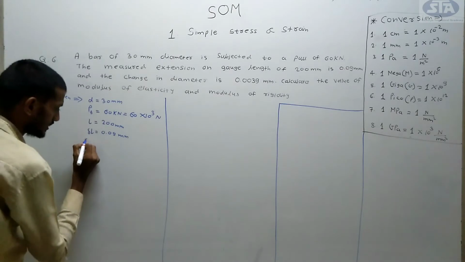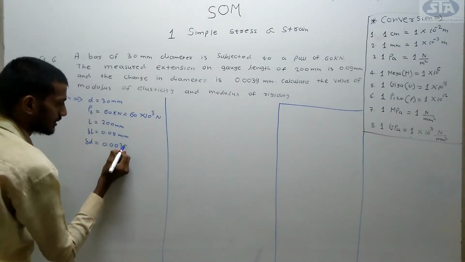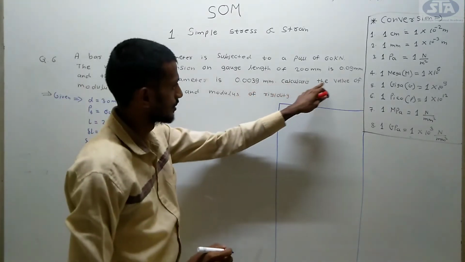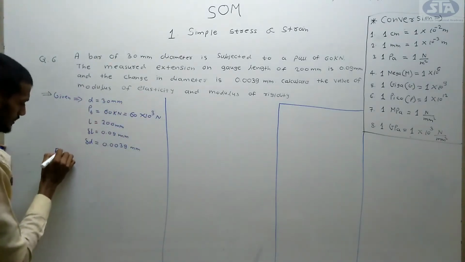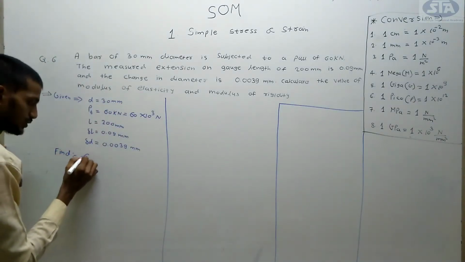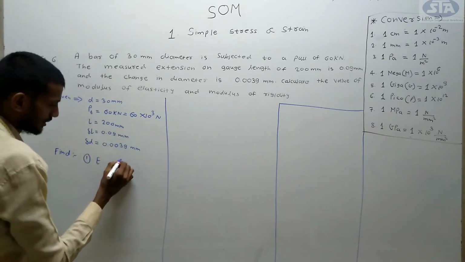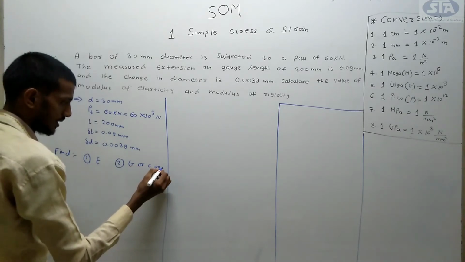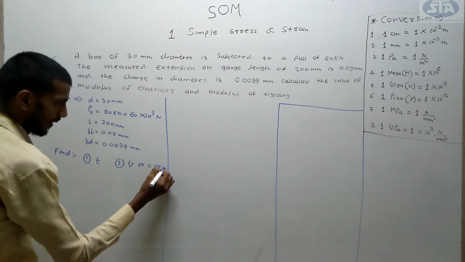Change in diameter, that is delta D, is 0.0039 mm. Okay. Next, calculate the value of modulus of elasticity, which is denoted by capital E, and modulus of rigidity, denoted by capital G or C or N. Okay, C, G or N.